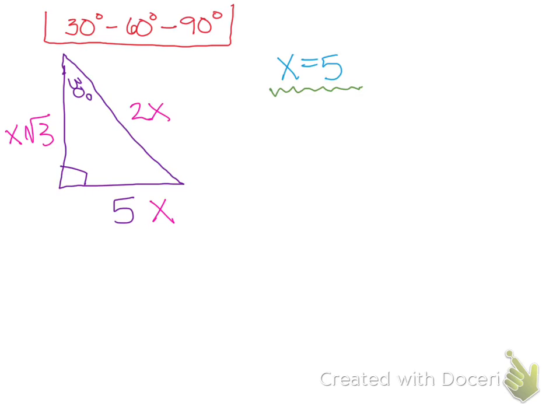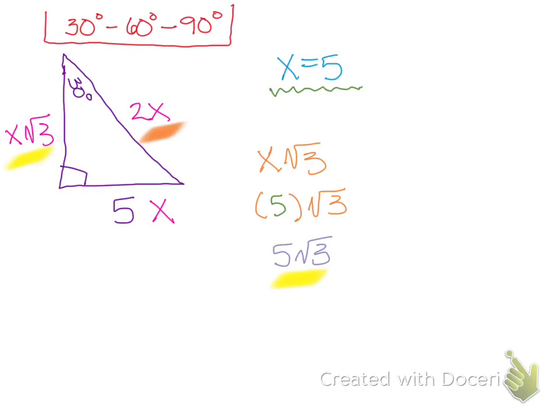So I have 2 sides that I need to find. I need to find X root 3, and I need to find 2X. I'm going to look at X root 3 first. I have X root 3, but I know what X is, so I'm going to replace X with what X equals, and X equals 5. So here, for X, I'm going to replace it with 5. So I get 5 root 3. So the side of X root 3 is actually 5 root 3.